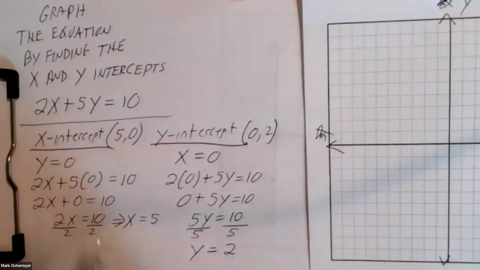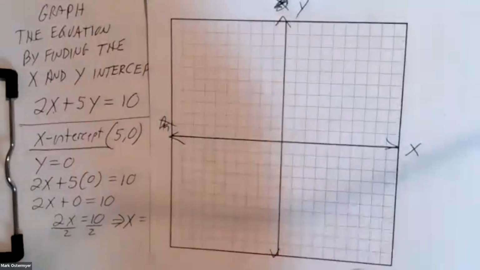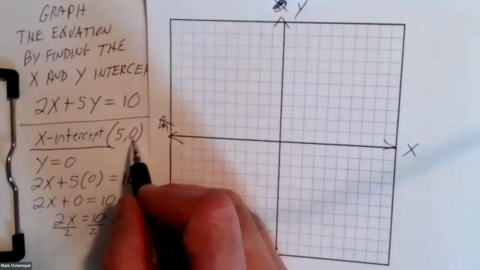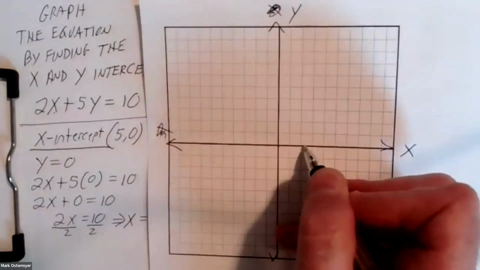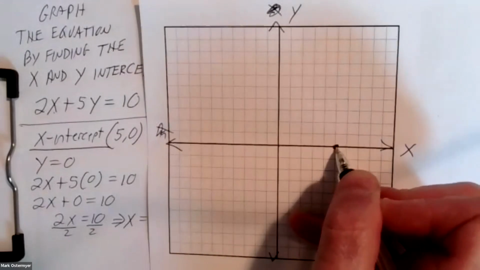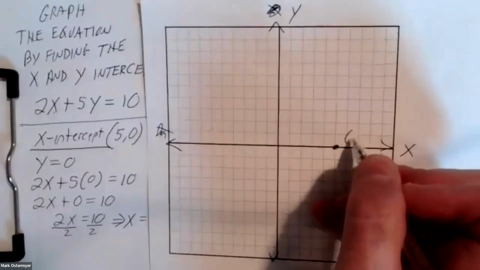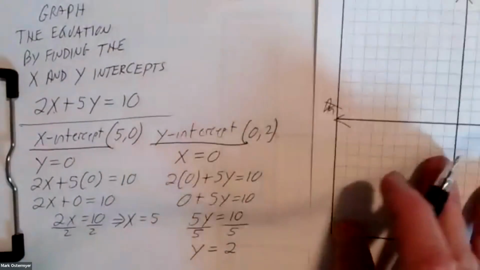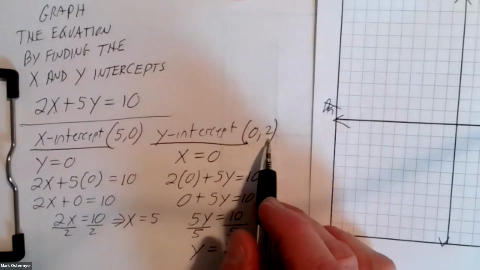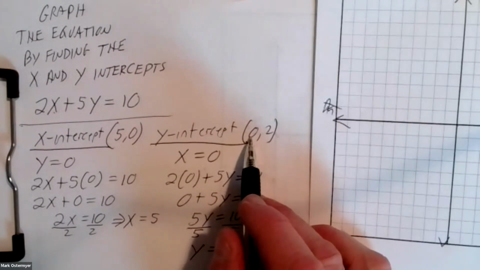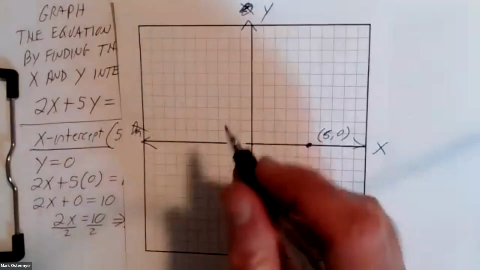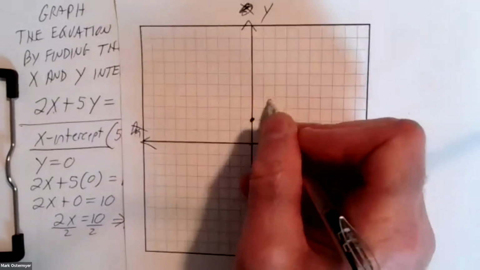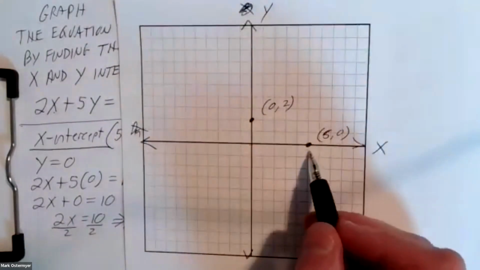Now let's plot our x-intercept, which is (5, 0). To plot it, we start at the origin. And I move 5 to the right on the x-axis and stay on the x-axis, my y-coordinate being 0. So 1, 2, 3, 4, 5. There's my x-intercept, (5, 0). Now my y-intercept is (0, 2). To plot (0, 2), we start at the origin. We stay on the y-axis since my x-coordinate is 0, we just move up 2. So 1, 2. (0, 2) is going to be right here on the y-axis. There's my y-intercept. There's my x-intercept.